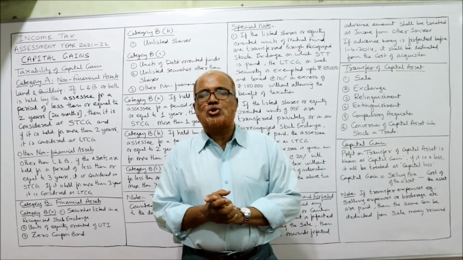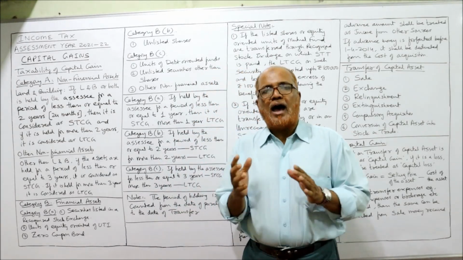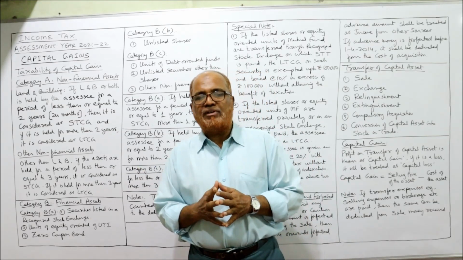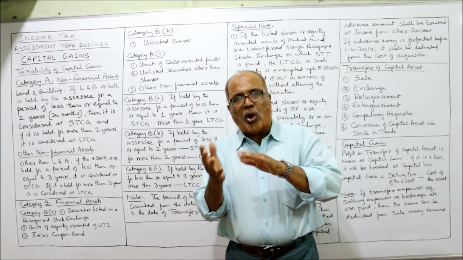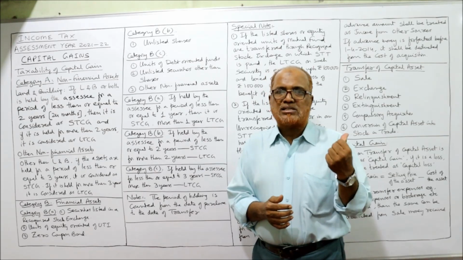In the last video I explained the meaning of the term capital gain, the conditions to be fulfilled in order to treat an income as capital gain, and what we mean by capital asset. We also discussed the different types of assets: tangible assets, intangible assets, non-financial assets, and financial assets. All these things I explained in the last video.